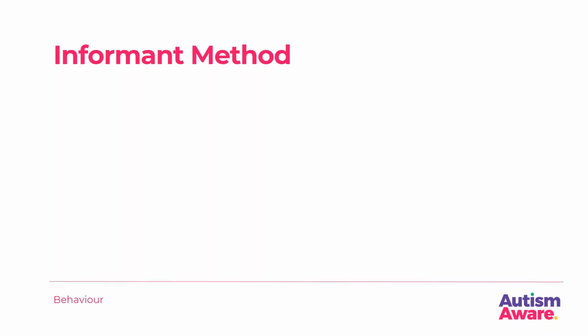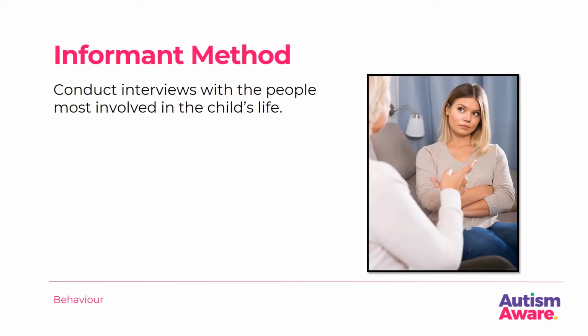Informant method. It is often helpful to begin assessing behaviour by conducting interviews with the people most involved in the child's life. Parents, teachers, caregivers, or others who work closely with or spend time with the child can give a valuable insight into why the behaviour may be occurring.